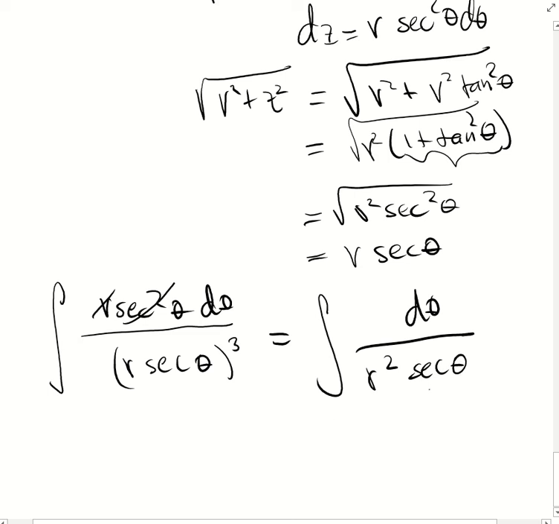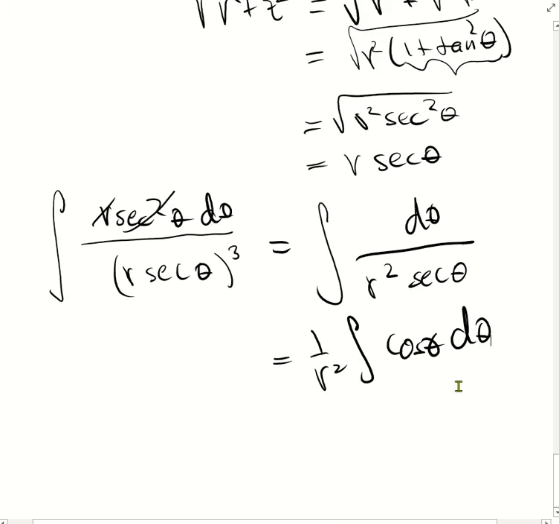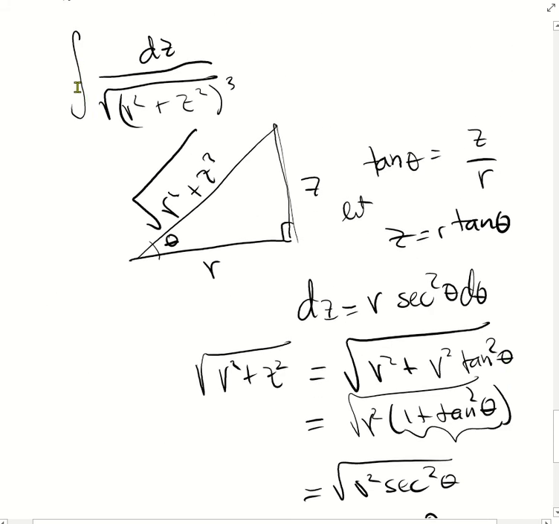Then what is 1 over secant theta? That is just equal to cosine theta, cosine d theta. What's the integral of cosine theta? Is just sine theta. So 1 over r squared times sine theta. Hindi ko na isusulat yung plus c. So balik tayo sa problem.